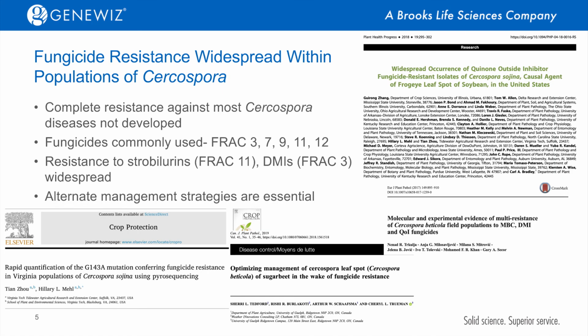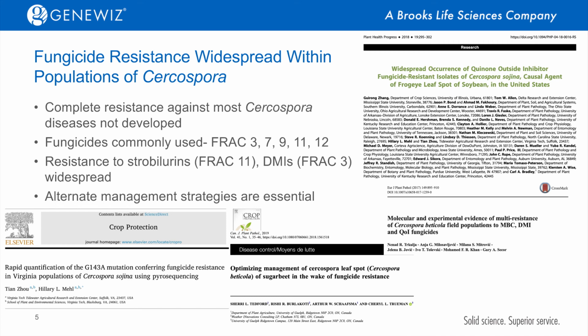Now, like I previously said, Cercospora were primarily controlled with fungicides, and that's a big issue right now. Fungicide resistance is widespread within populations of Cercospora. There isn't complete resistance to most of the Cercospora species in crops other than Cercospora sojina, where we have a major resistance gene discovered. However, there is development of races against those R genes, and so we feel that that's not a viable strategy for managing.